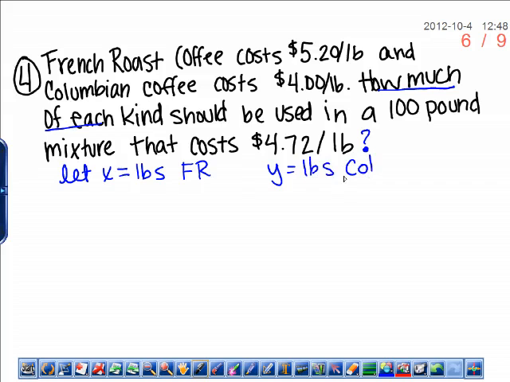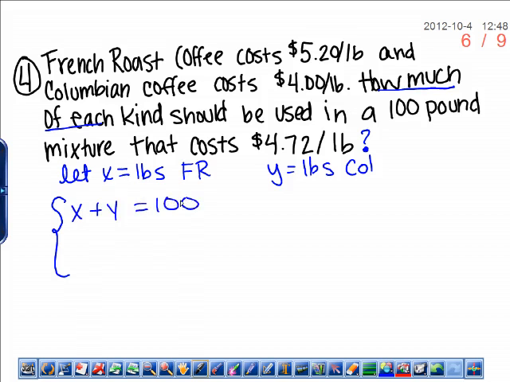How many variables do we have? Two. So how many equations do we need? Two. Let's start with an easy one. We need 100 pounds. Good. Everyone okay with that one? Yes. Now the little bit more challenging one.